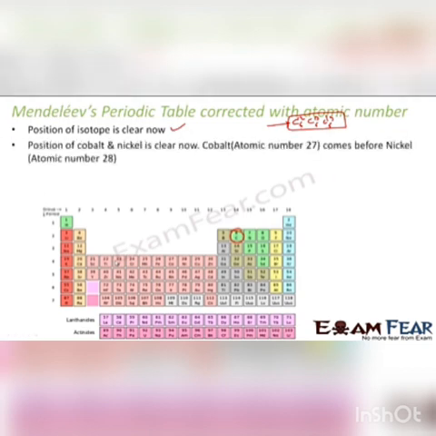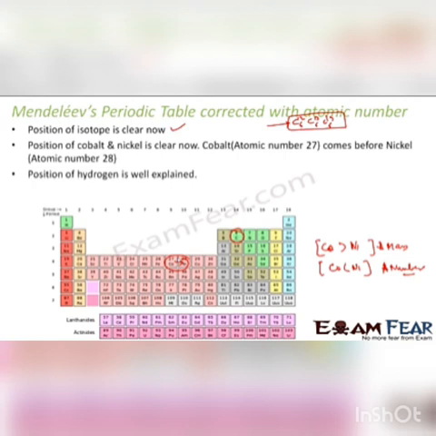The position of cobalt and nickel is clear now. You see, cobalt and nickel are now properly arranged. When you talk about the atomic number, they are properly arranged: they are 27 and 28. When you talk about the atomic mass, there is some confusion because the atomic mass of cobalt is more than the atomic mass of nickel. But when you talk about atomic number, cobalt is less than nickel. Since I'm using atomic number now, this issue is all resolved.